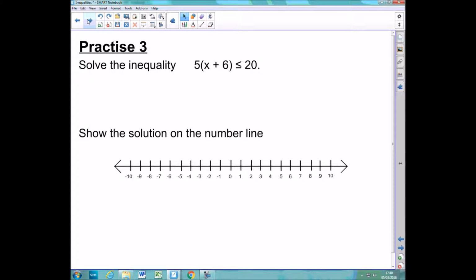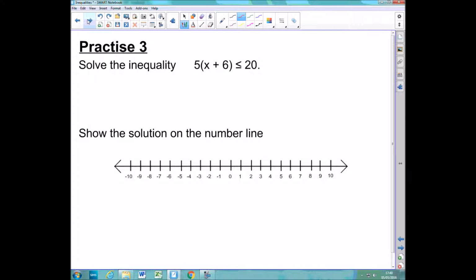Okay, so here's one for you to have a go at. I've made it slightly harder by making the inequality have a bracket in there instead. If you're not sure on this, make sure that you have had a little look at the solving equations video, but pause the video and see if you can solve this inequality and then show the solution on the number line.